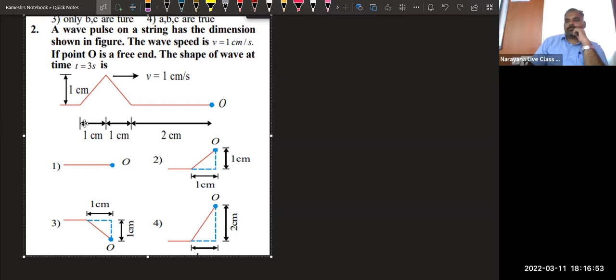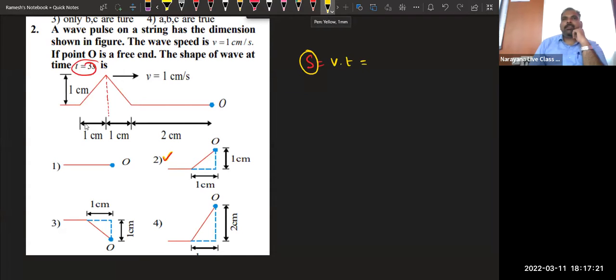Option 2. Justify? No justification. Anyway. It is asking, after 3 seconds, what distance is traveled by the wave? Distance is speed of the wave into time taken. What is the speed of the wave? 1 centimeter per second. Time taken is 3. So 3 centimeters it will travel.